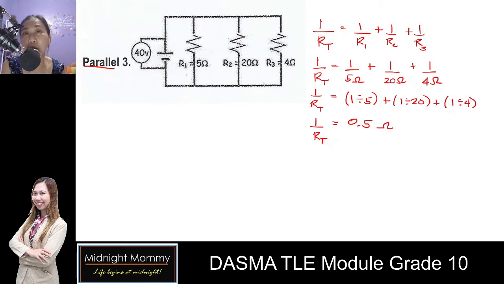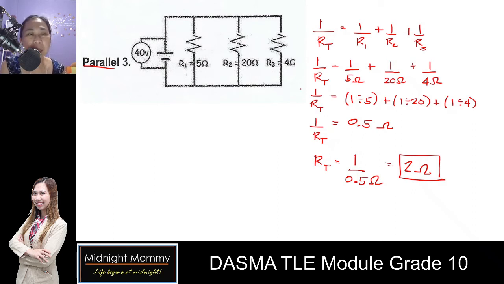Okay, kaya lang ito yung 1 over RT. Okay, so para makuha nyo yung RT, gagawin nyo lang 1 divided by kung ano yung sagot nyo dito. So, 0.5. Okay, so ang sagot dito, 2 ohms. Yan. Okay, so kinuha natin ulit yung reciprocal. Kumbaga sa math, ganun yun. Kinukuha natin yung reciprocal. Okay?